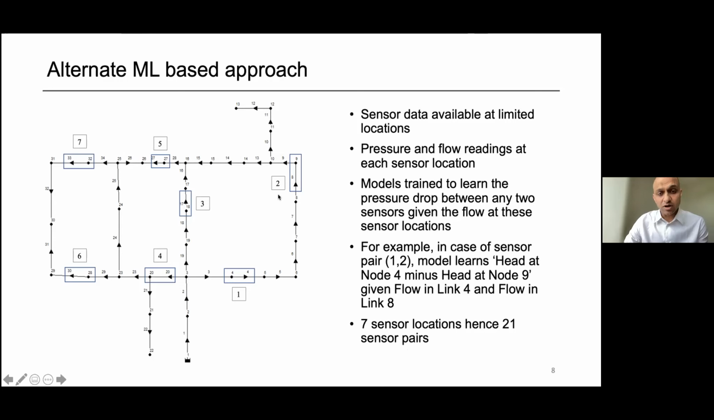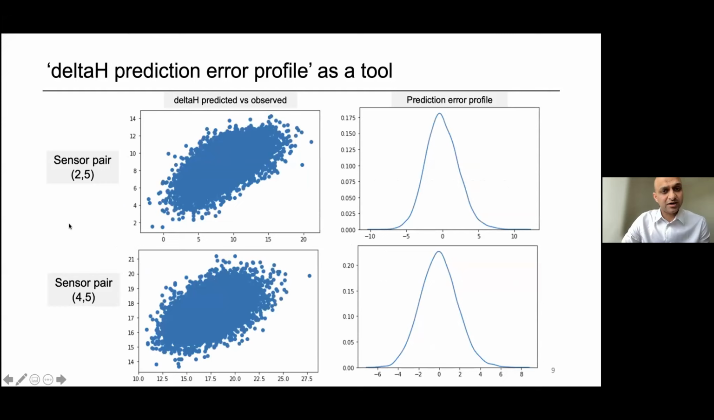We'll try to learn the pressure drop between, say, in these two sensor cases, between node 4 and node 9, given the information which is flow in link 4 and 9. So that's the way we structured our problem, or our experiments. As expected, as we had seen earlier, just for illustration purposes, we took 2 sensor pairs, and we saw that we got similar kind of results, where there is an error when we try to learn delta H given the flows.